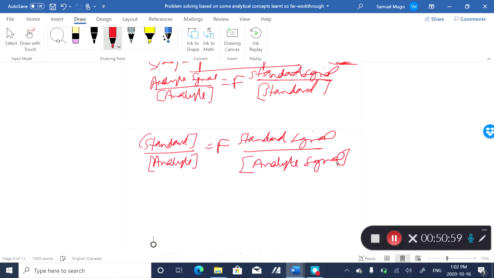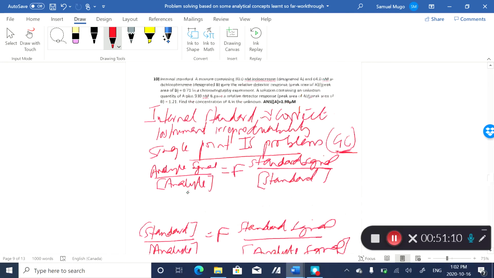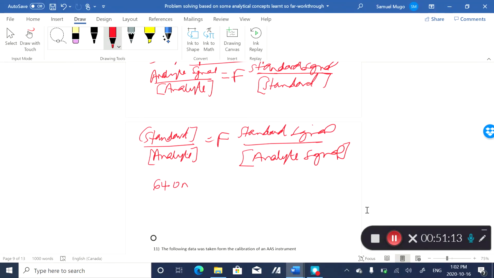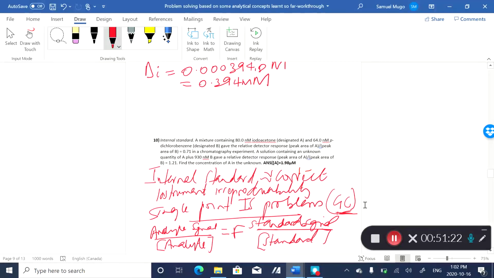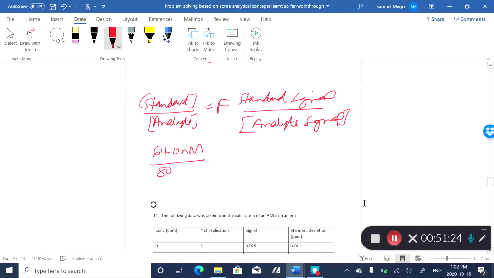All right, so if you look at the problem that we have, the concentration of the standard is given as 94.0. I think it's nanomolar. Yeah, I think it's nanomolar. And the concentration of the analyte, which is the iodoacetone, is 80.0 nanomolar. And so the first thing you need to calculate is the response factor.